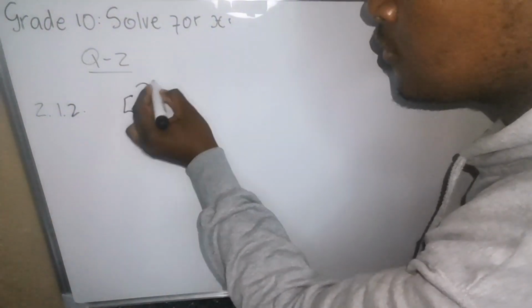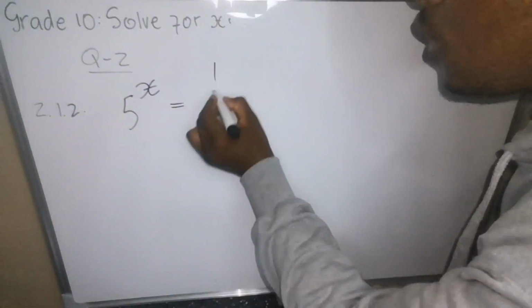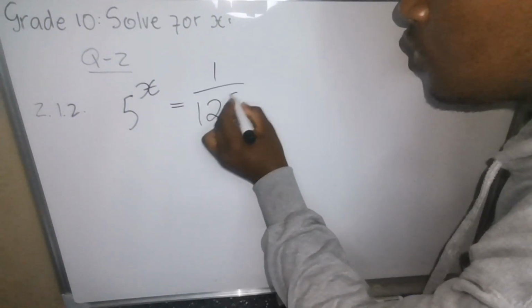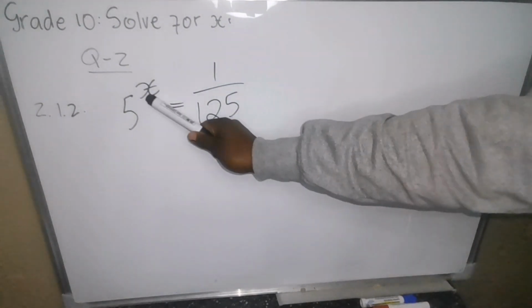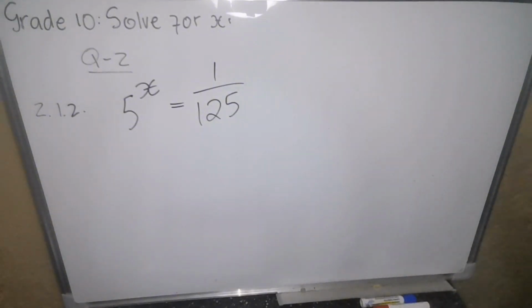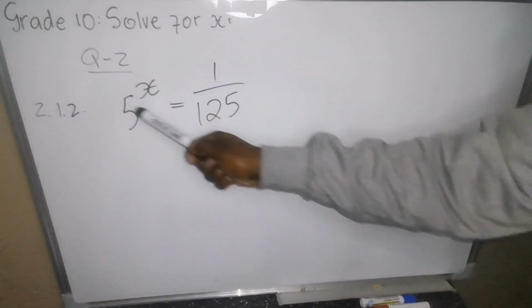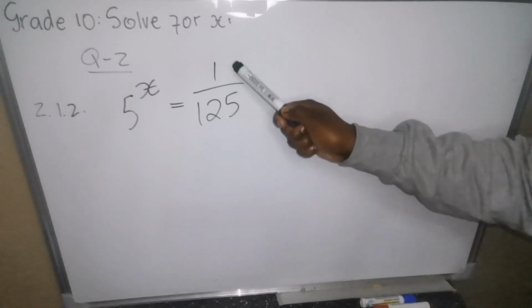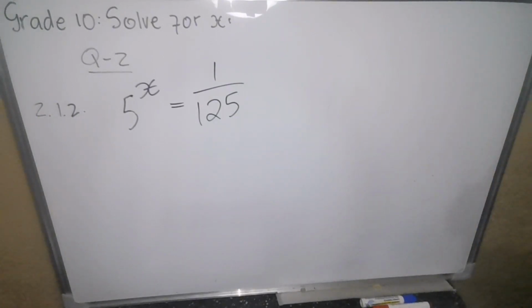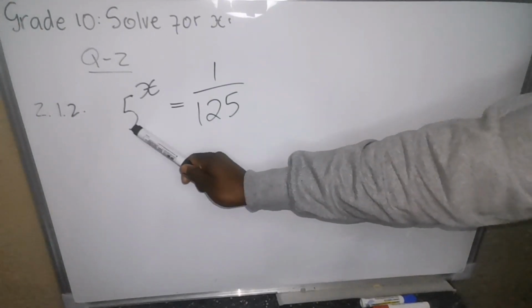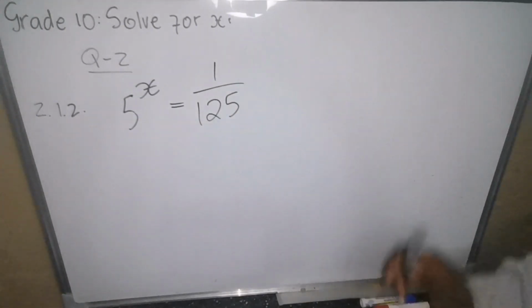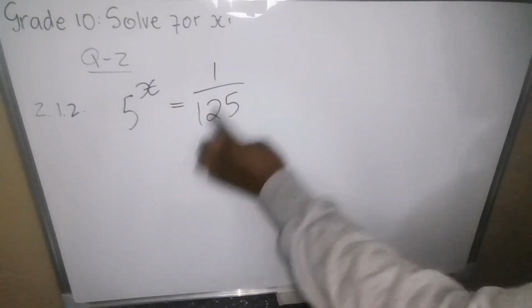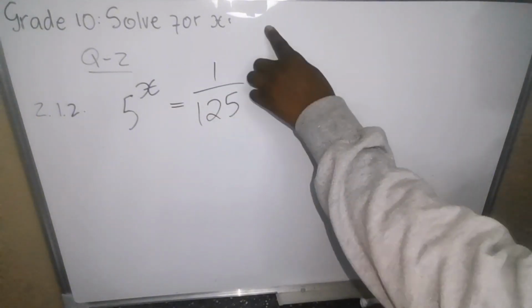5 to the power x is equal to 1 over 125. Now, for us to solve for x, these are exponents. It's okay if you have exponents like these ones. Your aim must be that the base must be the same. Here 5 is a base, and here 1 over 125 is a base. Then the exponent is to the power 1.